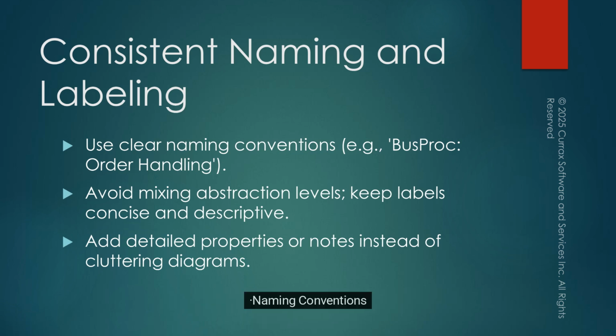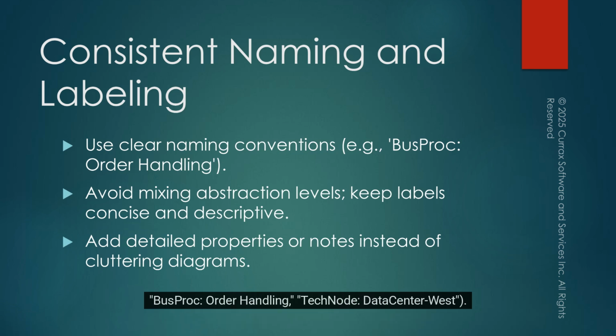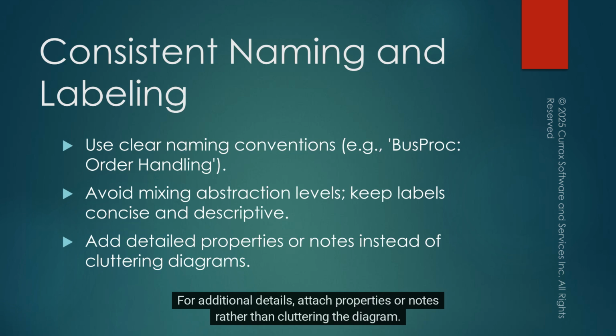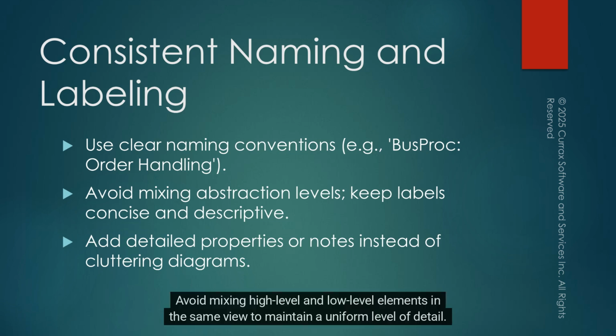Naming conventions. Adopt a clear and consistent naming structure, such as prefixing names with the layer or viewpoint, for example, bus proc, order handling, technode, data center west. Appropriate detail in labels. Use concise descriptive names. For additional details, attach properties or notes rather than cluttering the diagram. Consistent level of abstraction. Avoid mixing high-level and low-level elements in the same view to maintain a uniform level of detail.